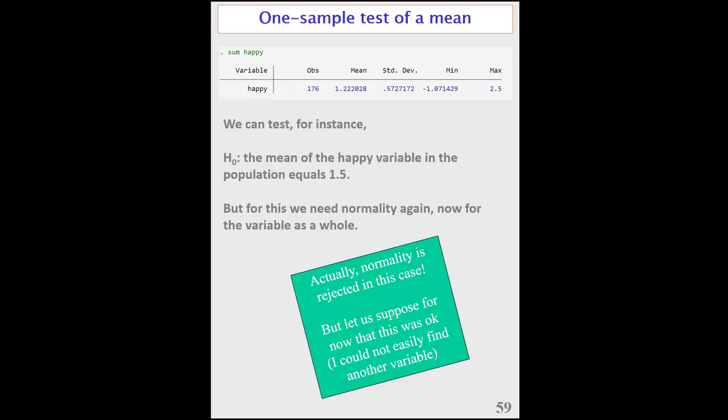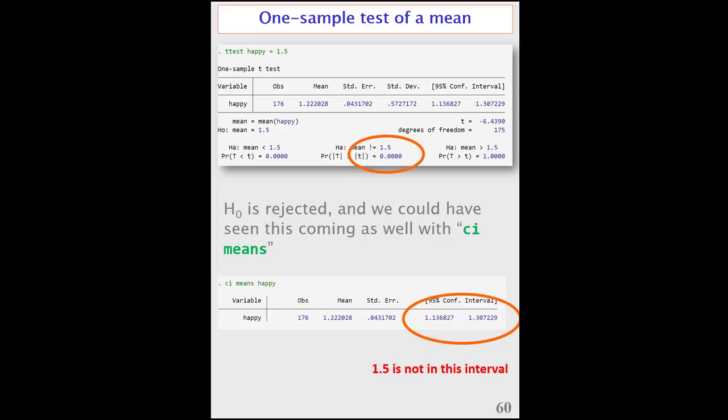The difference with the other test is that now we have to test for normality on the whole variable. So we had happy if happy baby equal to 0 and if happy baby equal to 1 because we had two groups. If we have the whole group, then we have to test for normality on that variable as a whole. And in fact, if you would do it, then you would see that normality is rejected. And I didn't want to bother to find another variable to do the example on. So let's suppose that it wasn't and continue just as is. Then the command would simply be ttest happy == 1.5.